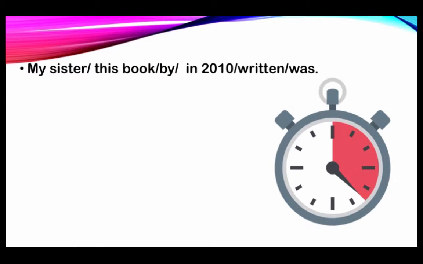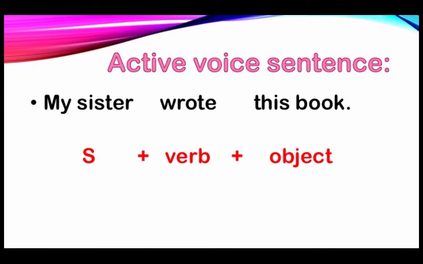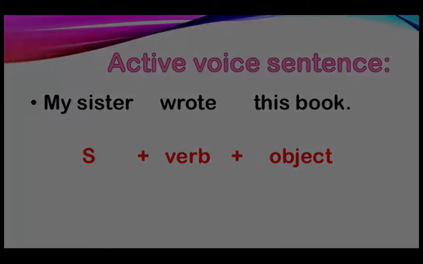Were you able to do it? I hope you did. This book was written by my sister in 2010. Now let's take a look at each sentence. In this first sentence, which by the way is in active voice, the emphasis is on my sister. It was not Susanna who wrote the book, it was my sister.